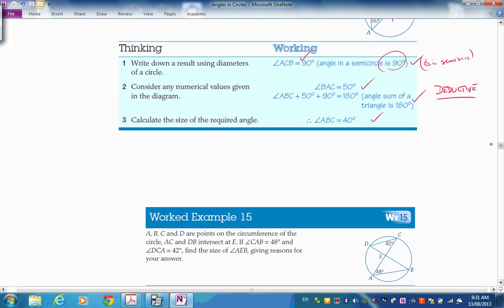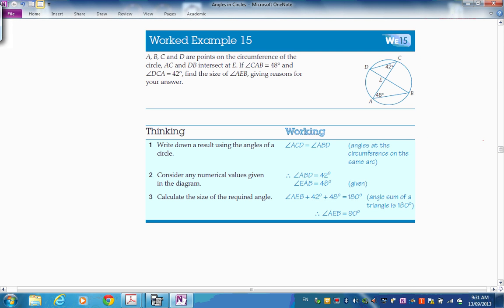Oh, way back. Okay, we're up to 15. Okay. These are all points on the circumference. CAB is 48, that's that one, and DCA is 42. Find the size of AEB, that's that one and there, and E is not the centre.